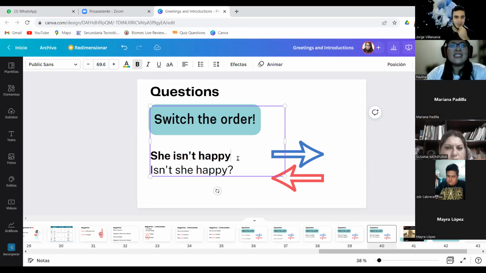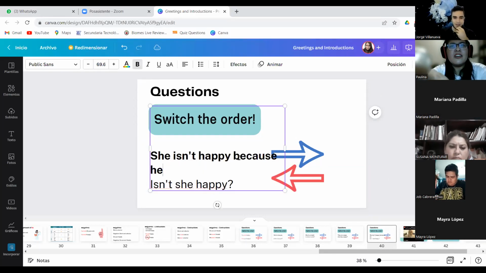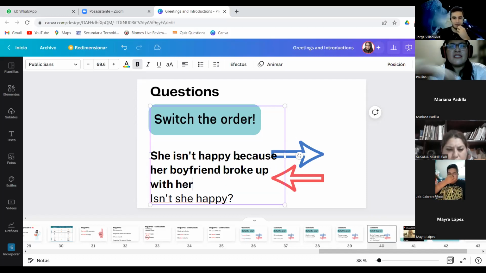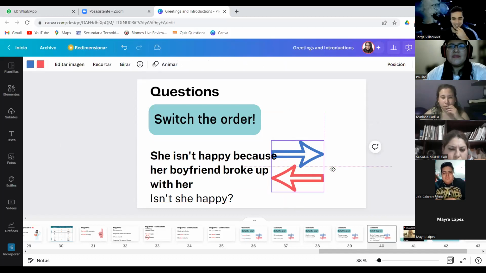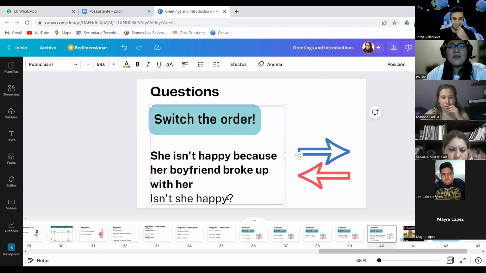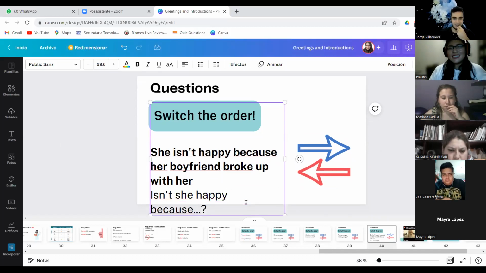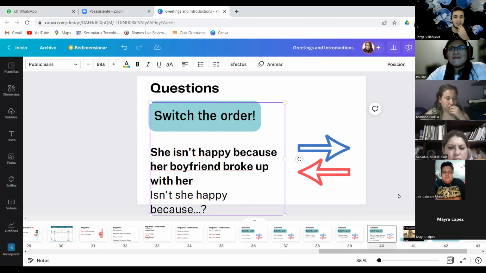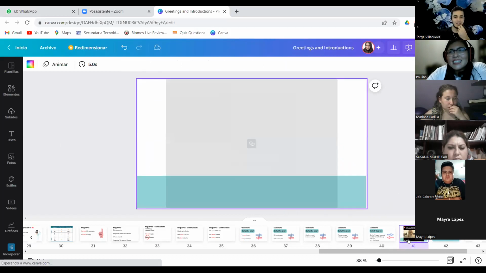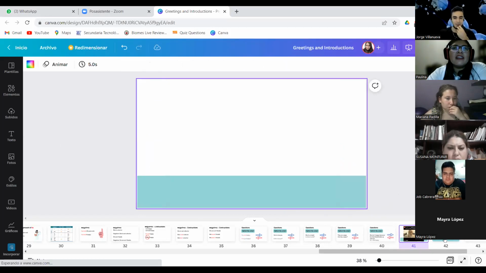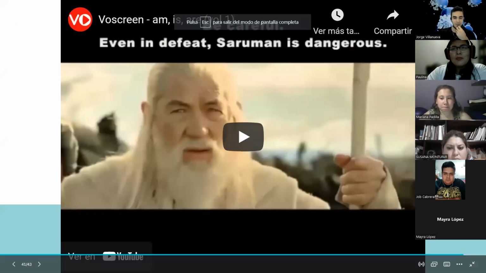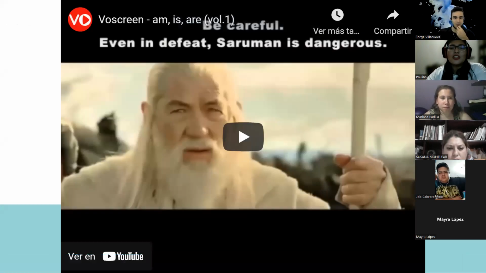Por ejemplo, she isn't happy because her boyfriend broke up with her. Isn't she happy? Because her boyfriend, blah, blah, blah. It doesn't matter how long the sentence is. Those are the only two things you're going to change. Okay, fantastic.